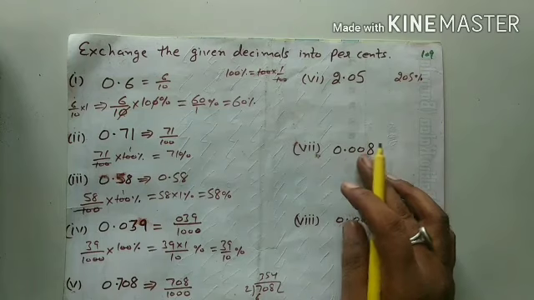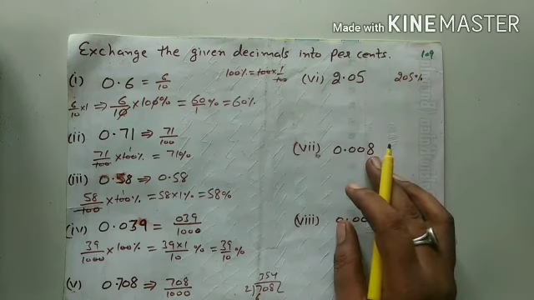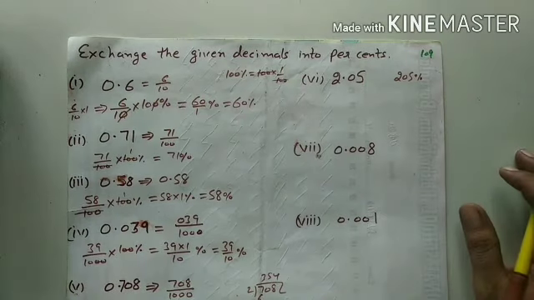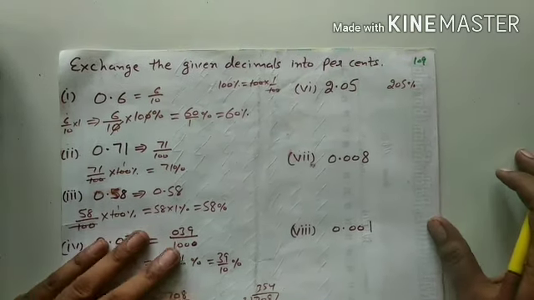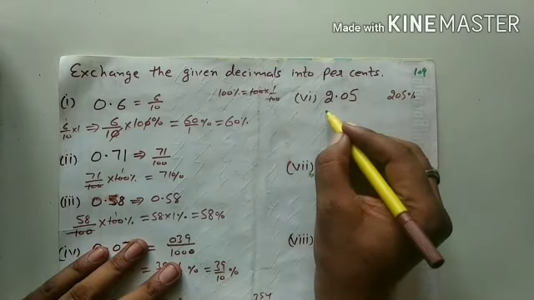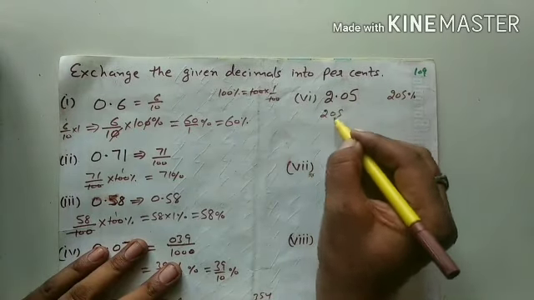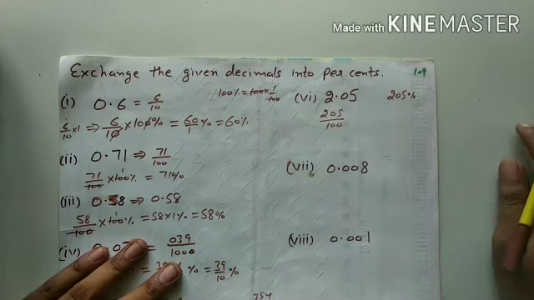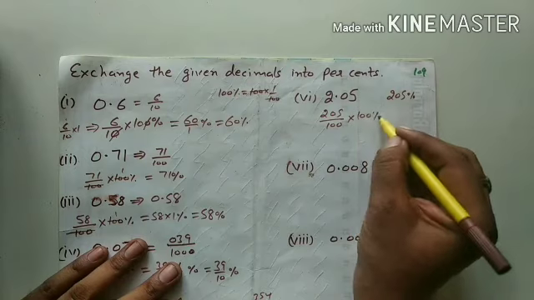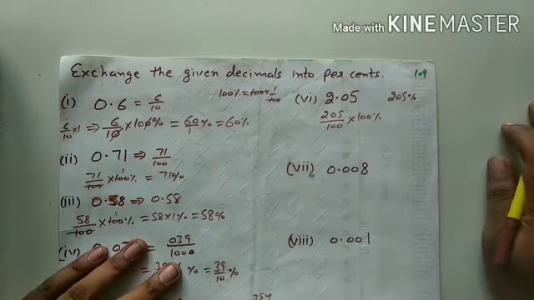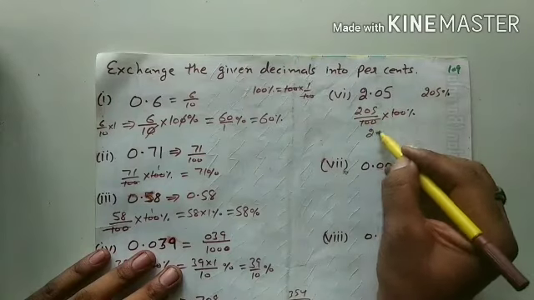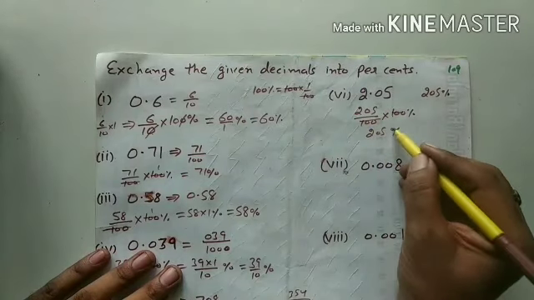Here you will see that there are 3 digits, and in this case also there are 3 digits, so we will adopt the traditional method over there. So firstly, this 2.05, what is the meaning of this? 205 by 100. I will have to convert this into percentage, so I will write 100%. So the answer is 205 multiply 1, that is 205%.